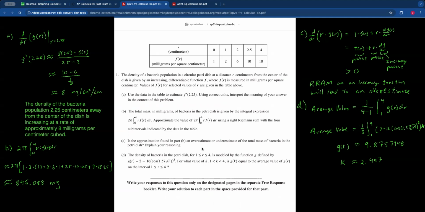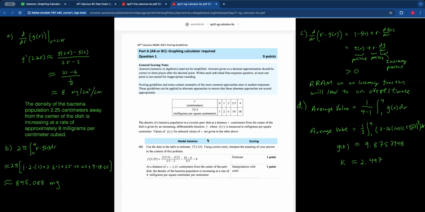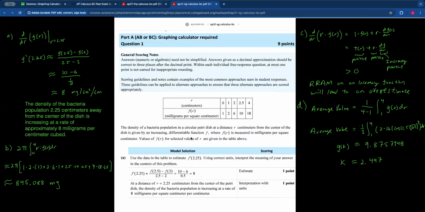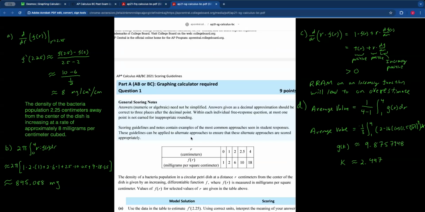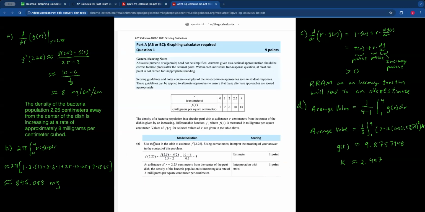So let's check that with the scoring guideline and see what actually happens here. Let me zoom out. Okay, well, that works too. Use the data in the table to estimate that. So over here, f prime of 2.25 is approximately this. Yep, we have that, and it equals 8. So 1 point for the estimate. Fantastic, at a distance of r equals 2.25, so 2.25 centimeters away from the center of the dish.